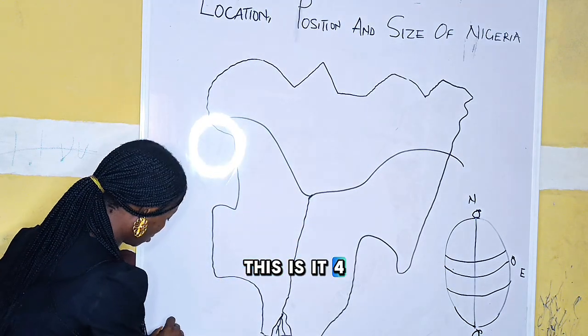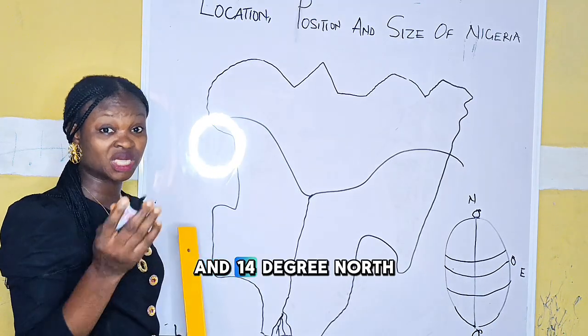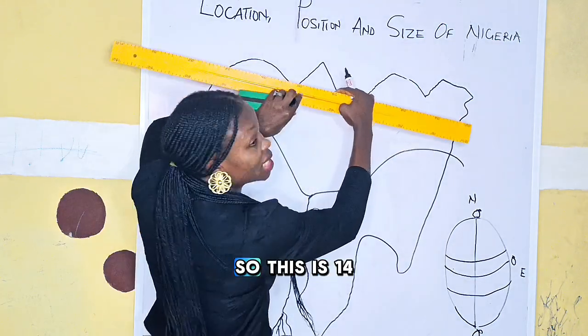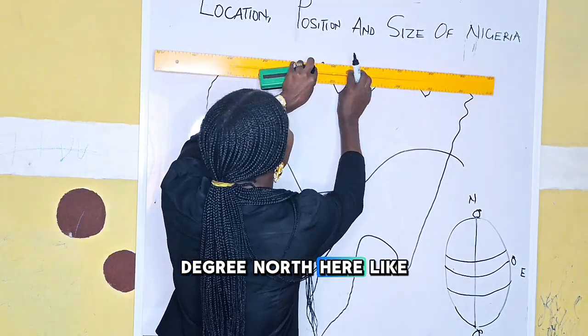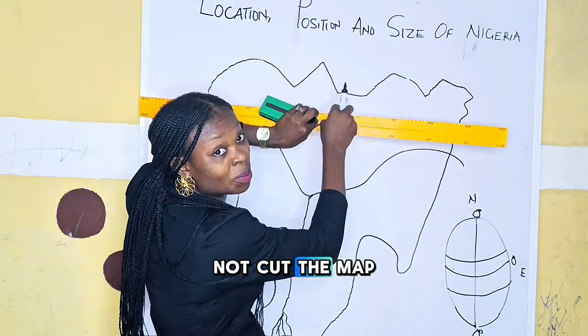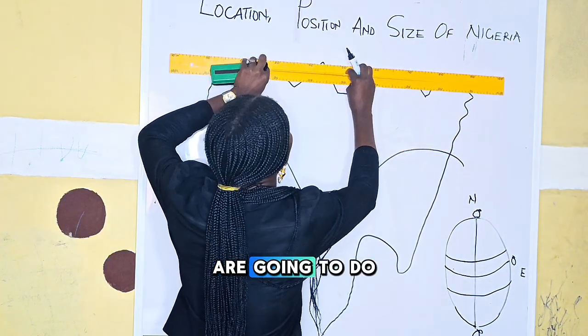So Nigeria is located between 4 degrees north and 14 degrees north of the equator. So this is 14 degrees north here. Like I said, if you are drawing the line, make sure it does not cut the map. Rather, it should just touch the edge. Okay, this is what we are going to do here.